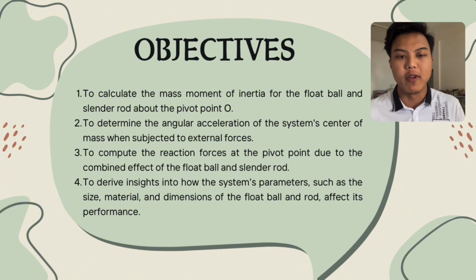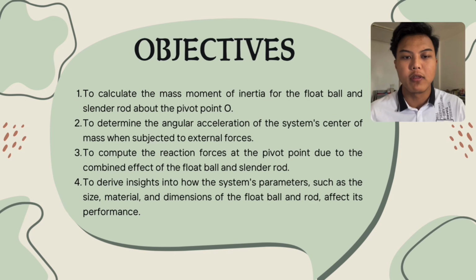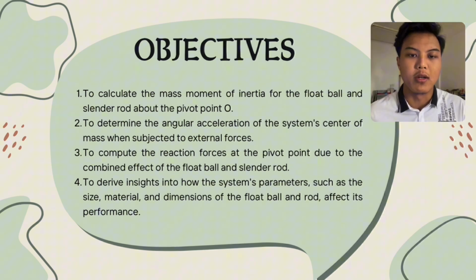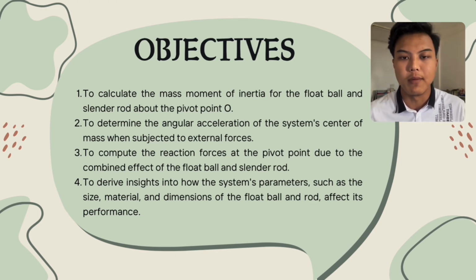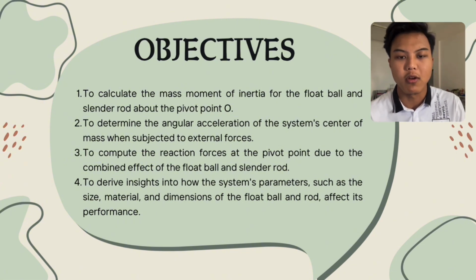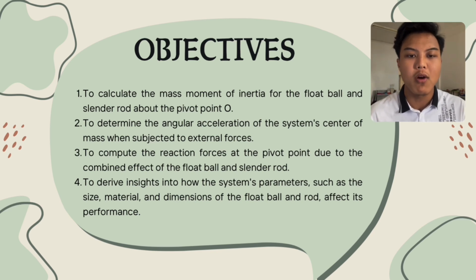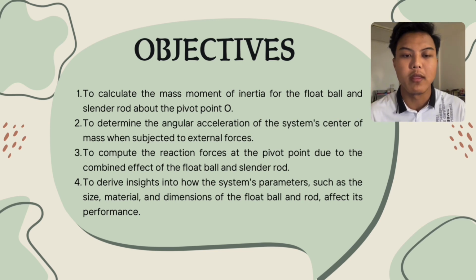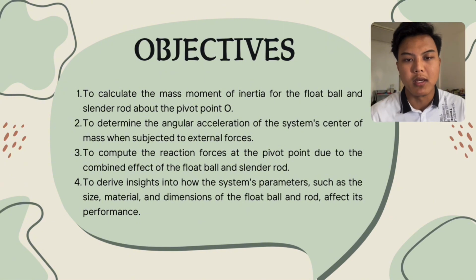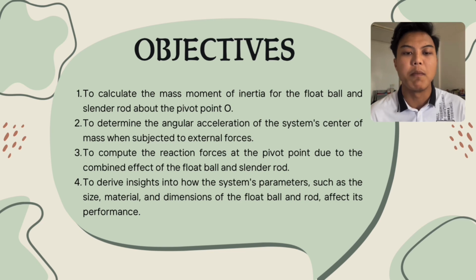The third objective is to compute the reaction force at the pivot point O due to the combined effect of the float ball and cylinder rod. These forces are critical for assessing the structural stability and ensuring the durability of the system under operational conditions. And the last one is to derive insight into how the system parameters such as the size, material, and dimension of the float ball and cylinder rod affect its performance. This understanding can help in optimizing the design for improved efficiency and reliability in water level control applications.